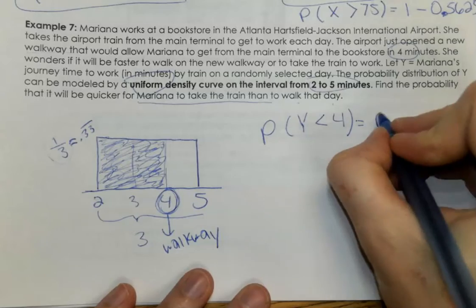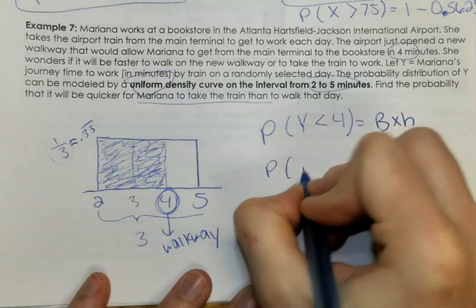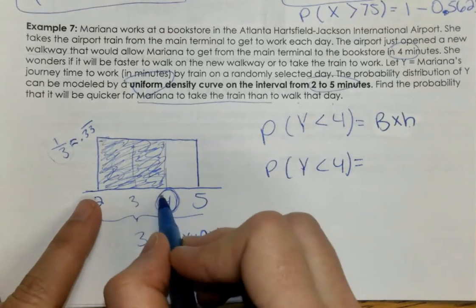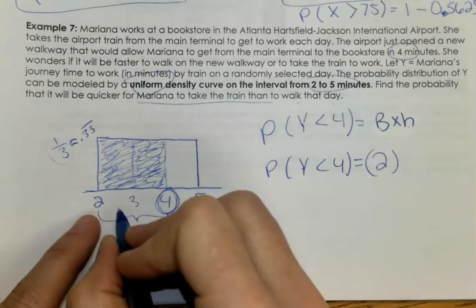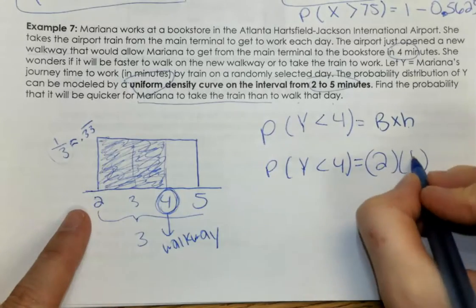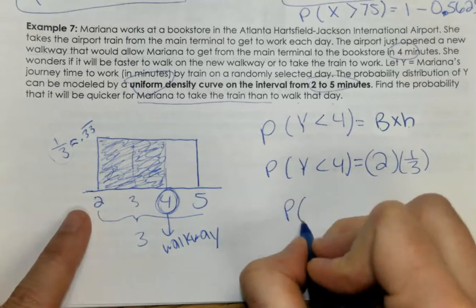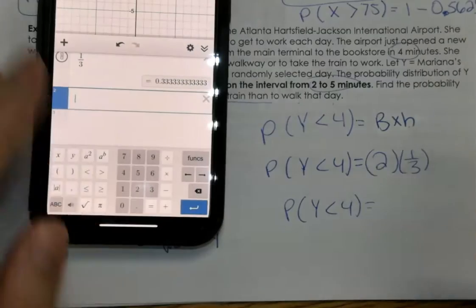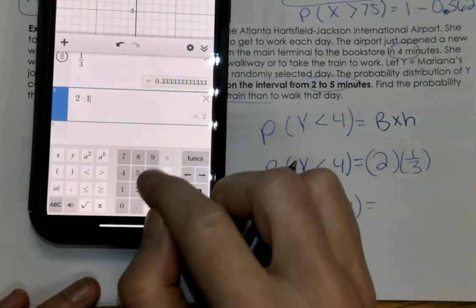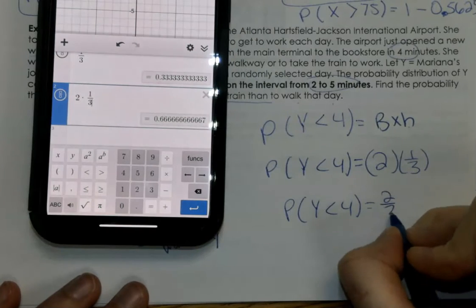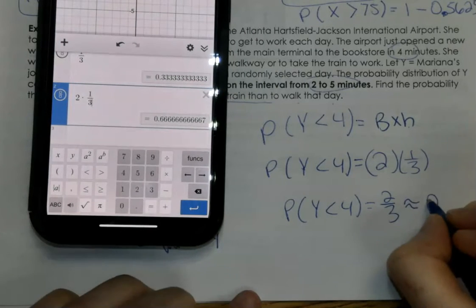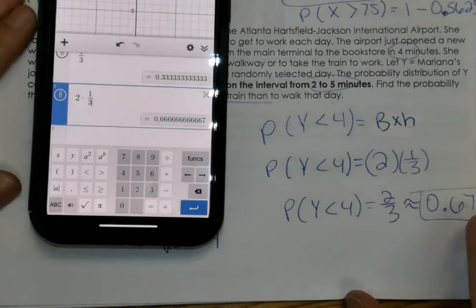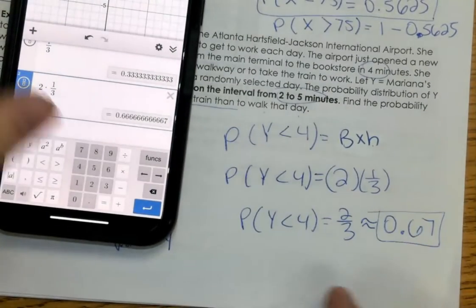So I'm just going to do base times height. So the probability of y being less than 4 is going to equal, I need the base of the shaded area, which would be 2. And then I need the height, which is 1 over 3. So the probability of y being less than 4 is going to equal 2 times 1 over 3. It's going to be 2 over 3, or if I round it to 2 decimal places, it's going to be 0.67. So that is our probability. Sorry, it keeps being off screen. 0.67.